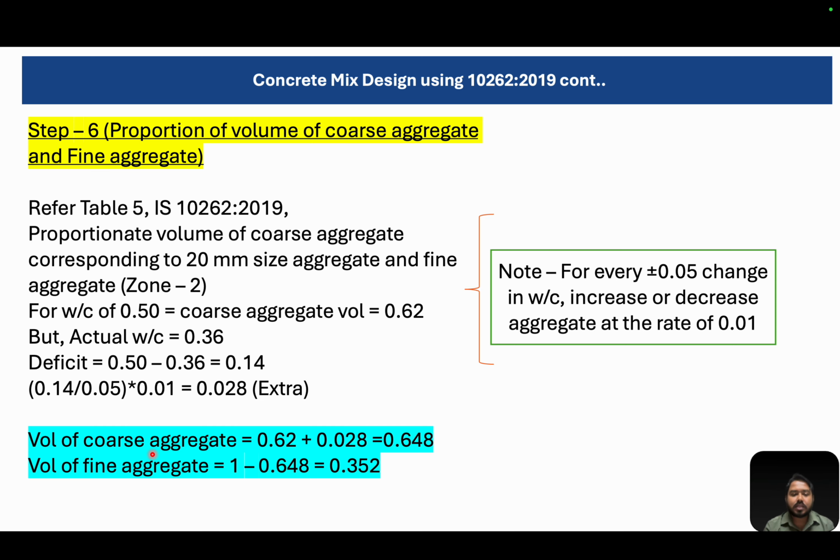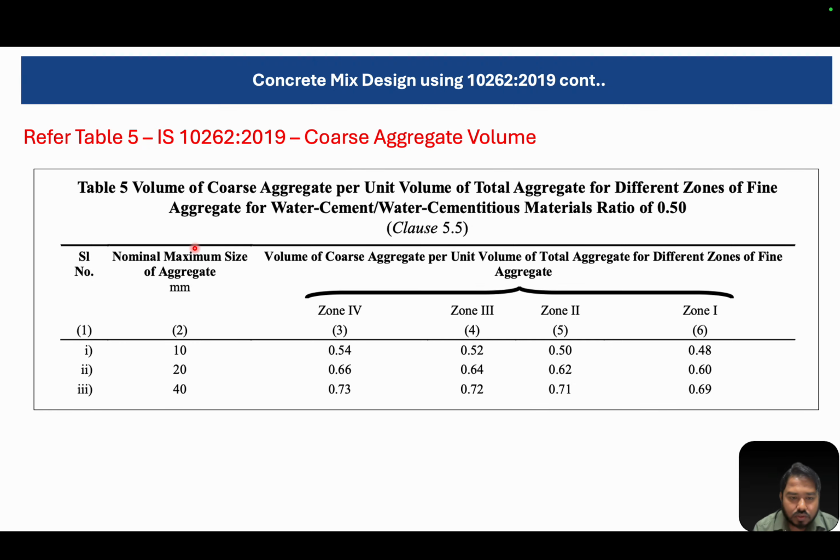So what am I going to check? I need to check the corresponding value, because I have a maximum size of aggregate of 20 mm and it is applicable for zone 2. So the maximum size of aggregate is 20 mm, as given in the question, and you have to use it. The zone is zone 2. So my coarse aggregate part is 0.62.